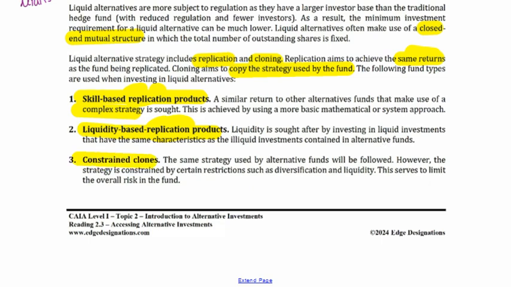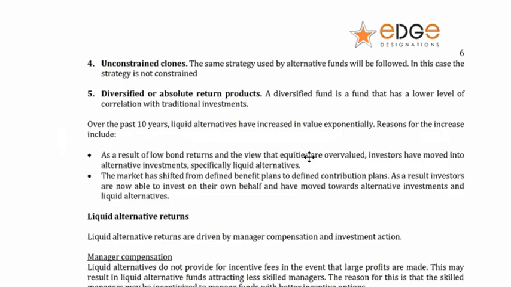Cloning, constrained clones: I'm using the same strategy as an alternative fund. Why is it called constrained? Because it has certain constraints that it is governed by. What are some of those constraints or restrictions? Diversification, perhaps, and liquidity. Why do we have restrictions? To limit the overall risk.